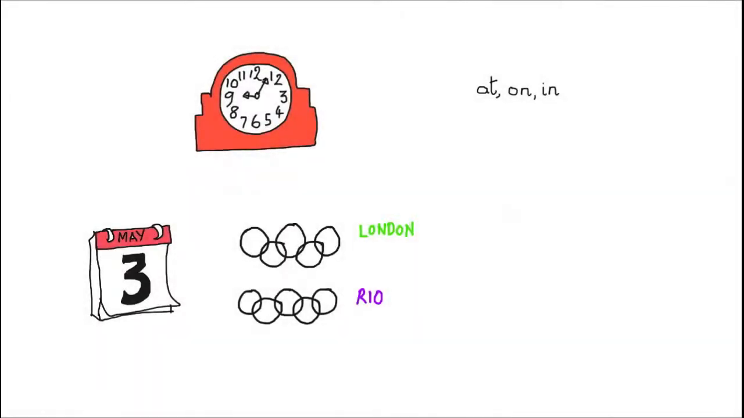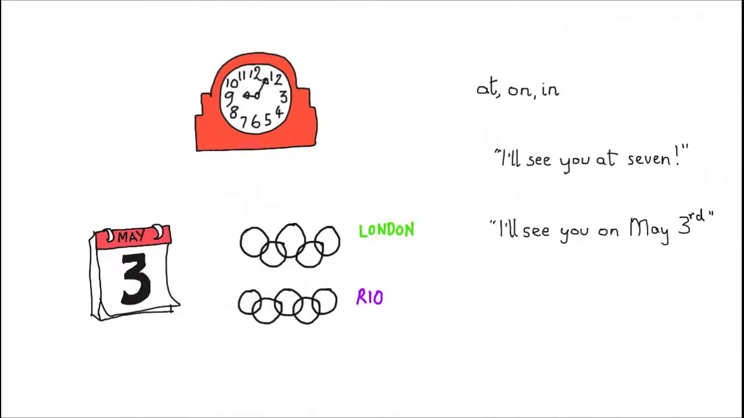Hello, in this video we're looking at time with at, on and in. So I'll see you at 7, time, or I'll see you on May the 3rd, a date, or I'll see you in 2016, a year. Hope you enjoy it.